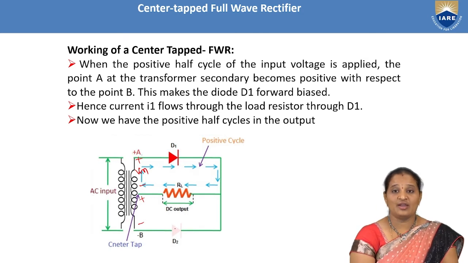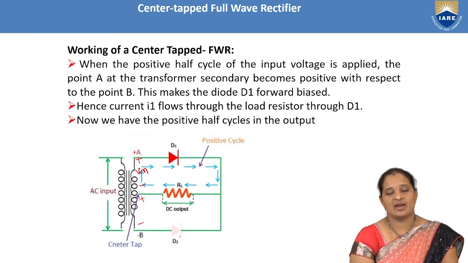And the diode D2, whose anode is connected to point B, which is at more negative potential during the positive half cycle of input supply, makes the diode D2 reverse biased. As the diode D2 is reverse biased, it will be open circuited and hence no current flows through the diode D2 because it is open circuited.